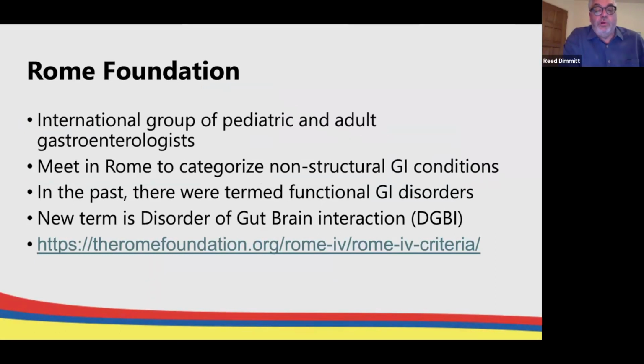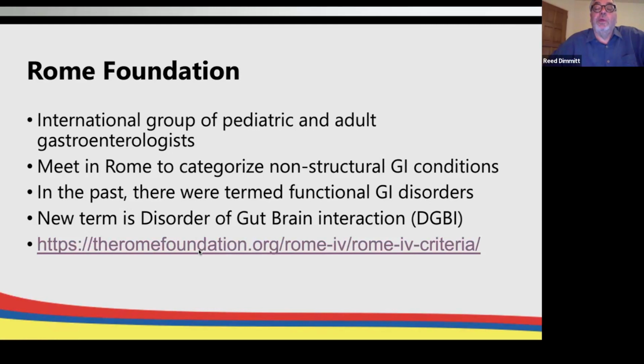In the past, these were termed functional GI disorders, and that term was somewhat pejorative, because calling it functional made it seem that they didn't really exist. And also, people, both adult and pediatric patients with these disorders, are not functioning. So the new term is disorders of gut-brain interaction, or DGBI. And this is the website. I just thought I'd show it a little bit, but these are a myriad of different diagnoses that are all based on symptoms, in the lack of any kind of structural abnormality.